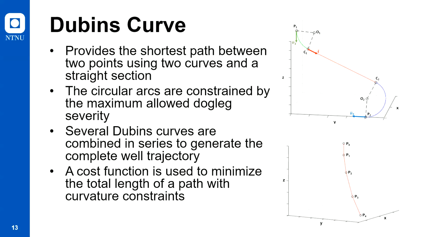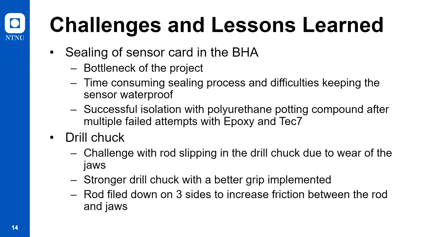To generate a full well path trajectory that includes all the different targets, several Dubins curves are combined in series as shown in the figure at the bottom. A dedicated cost function is used as an optimization strategy to minimize the total length of the trajectory with curvature constraints. The team has experienced several challenges and lessons learned throughout the Drillbotics project.